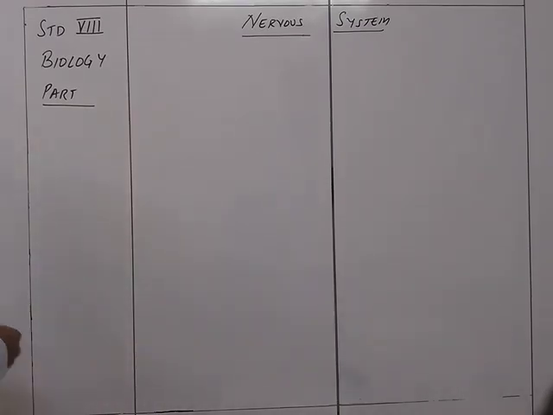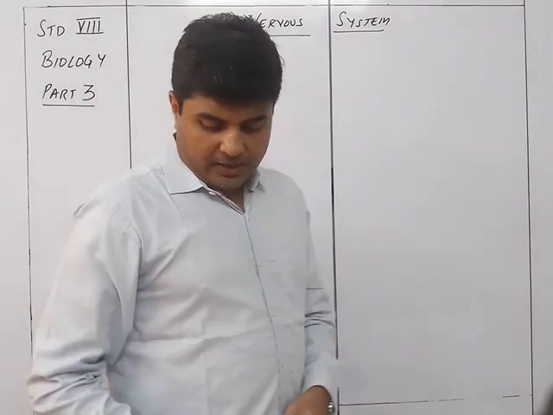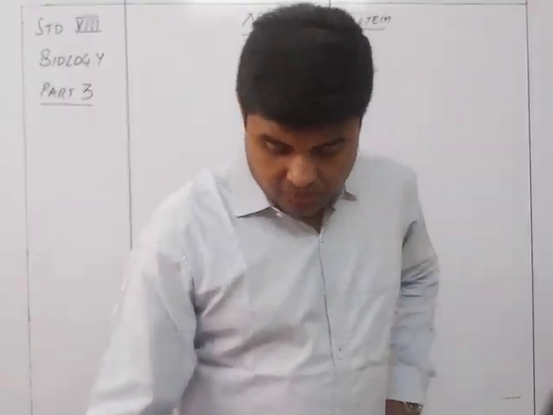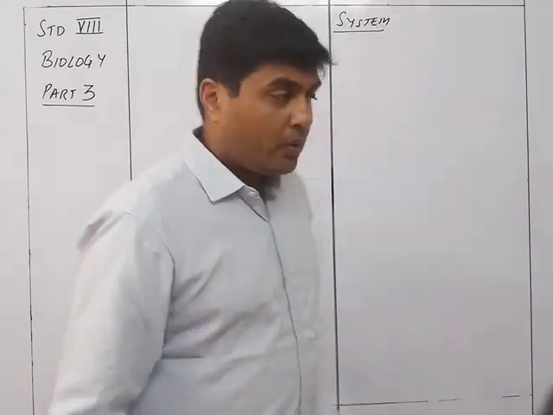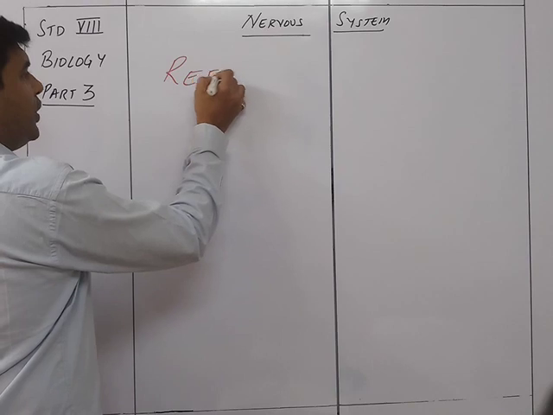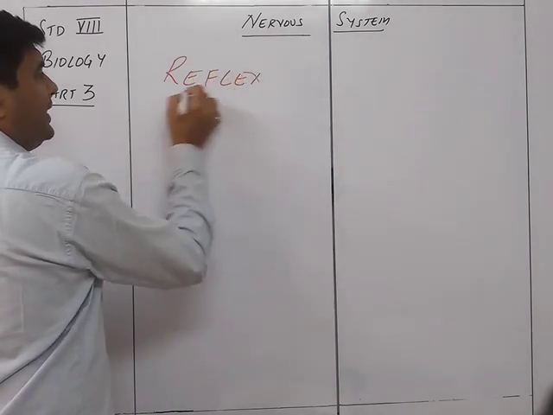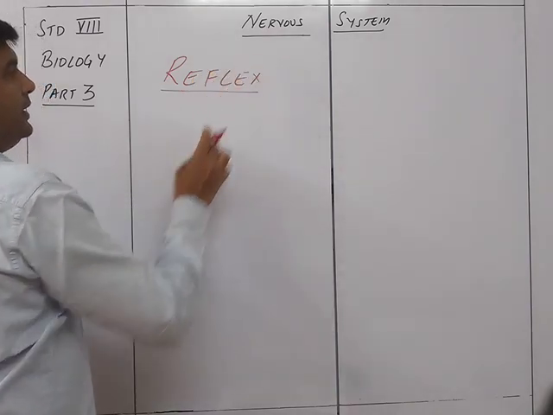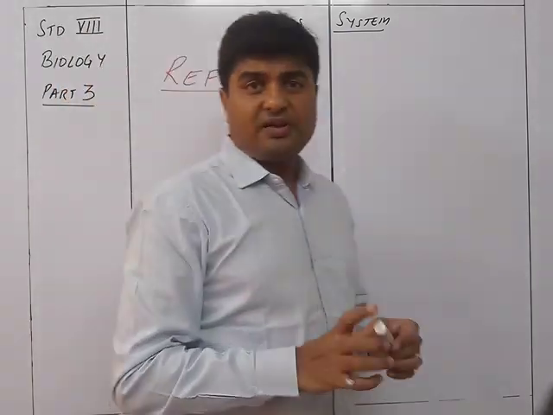So we continue with the nervous system, and this is the third part of the video. Okay, so now in this video we are going to see what exactly is the meaning of the reflex and how does the body perform this reflex action.